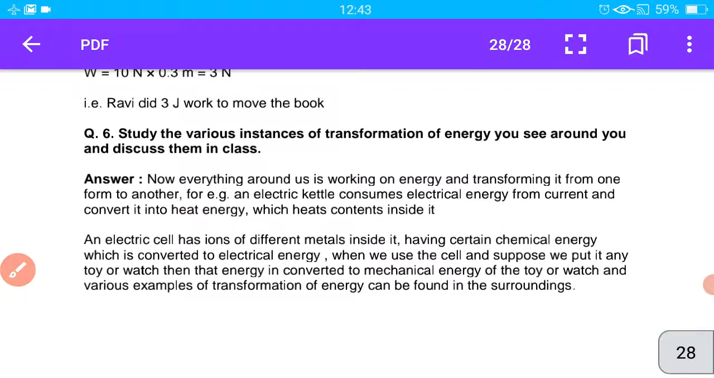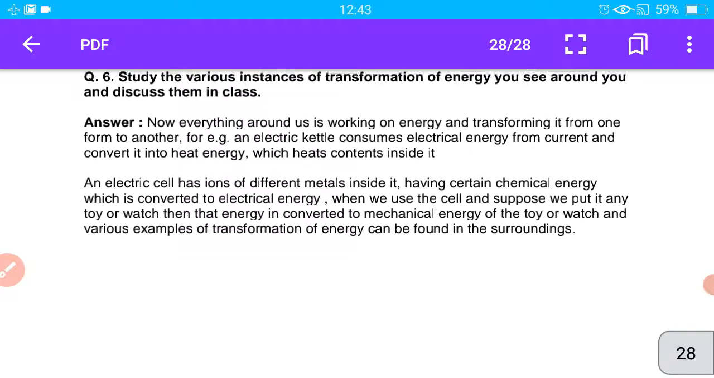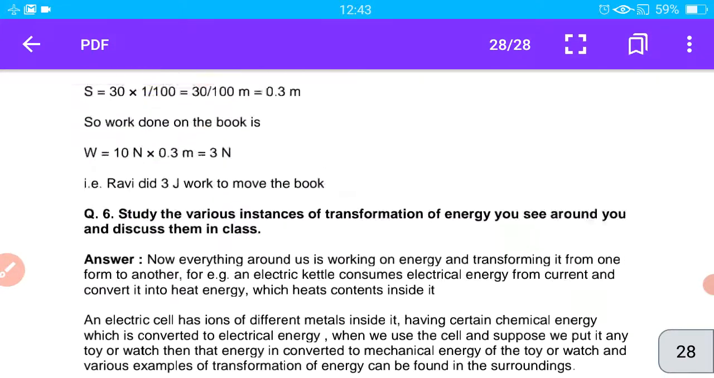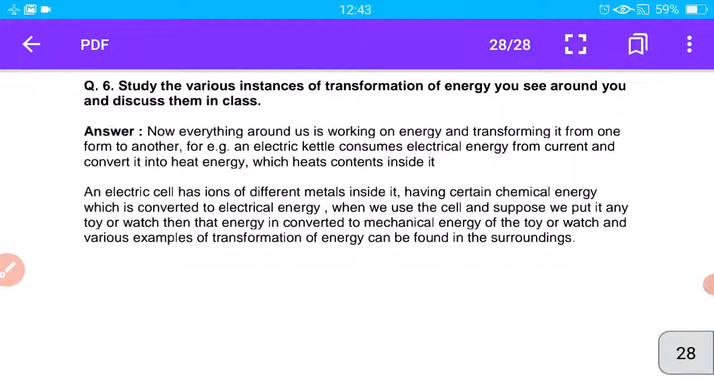Next question, question number 6. Study the various instances of transformation of energy you see around you and discuss them in class. This is an activity, your choice. Okay, whether you want to do it or not.